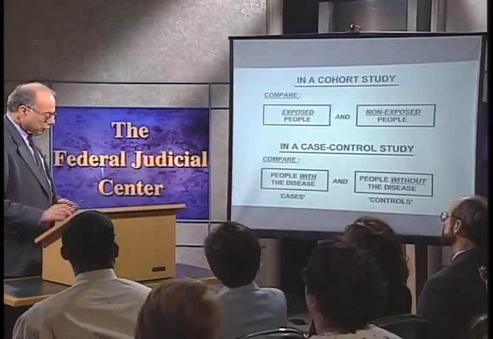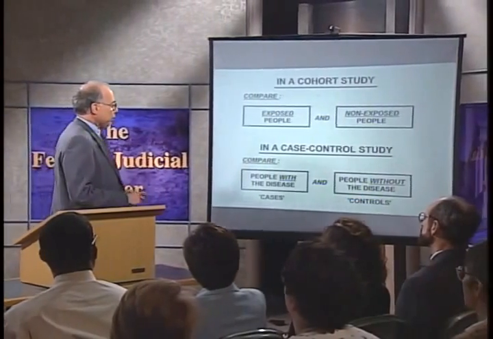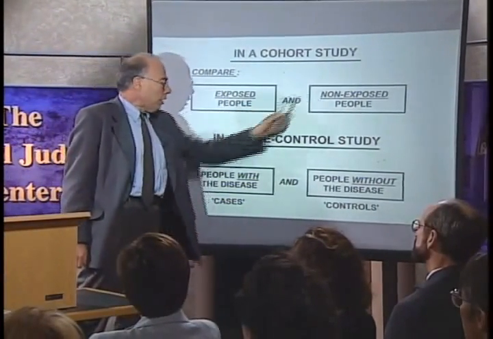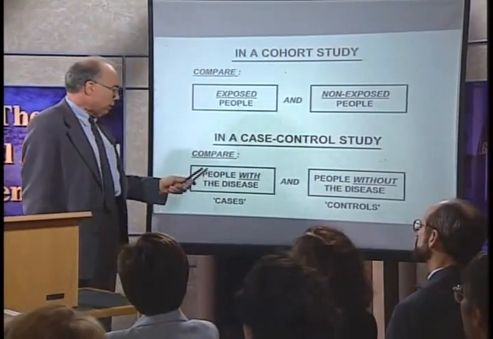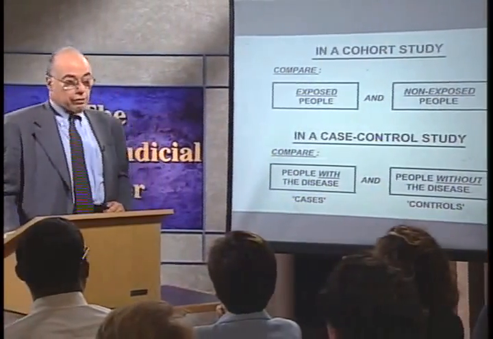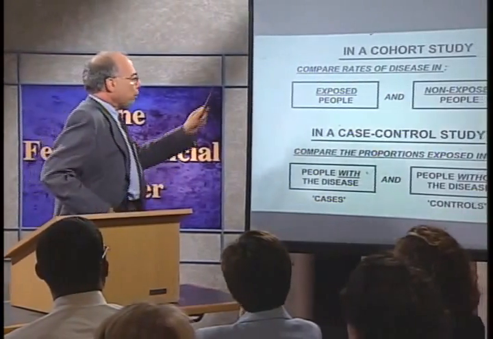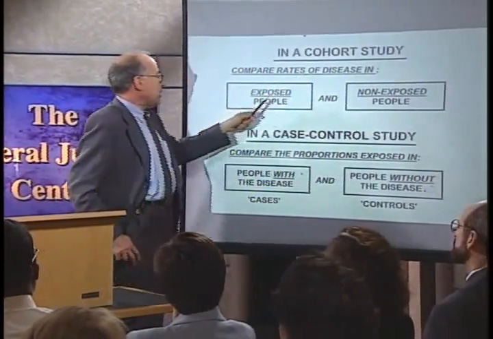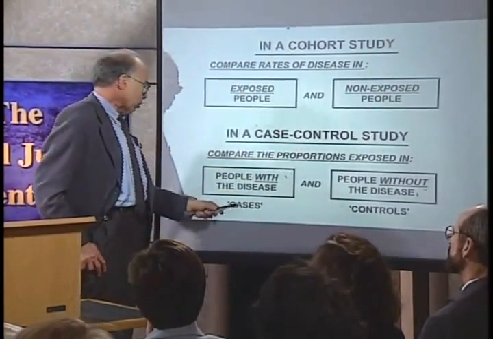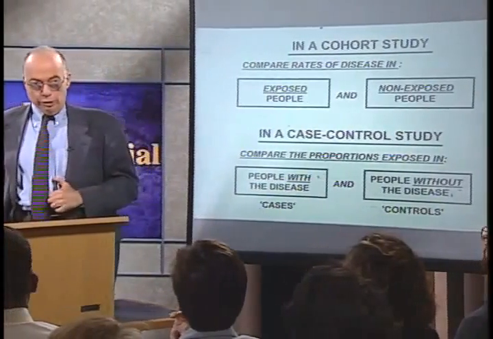Well, let's assume that we have done the study properly. Now the question is, what do we do with the findings from the study? And so to recapitulate before turning to how we analyze these data, remember that in a cohort study, we're comparing exposed people to non-exposed. And in a case control study, we're comparing cases, people with the disease, to controls, people without the disease. And we're then looking at the rates of disease in exposed people in a cohort study, and we're looking at the proportion exposed of the cases and the controls in a case control study.